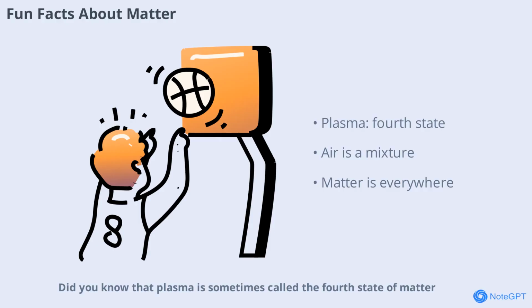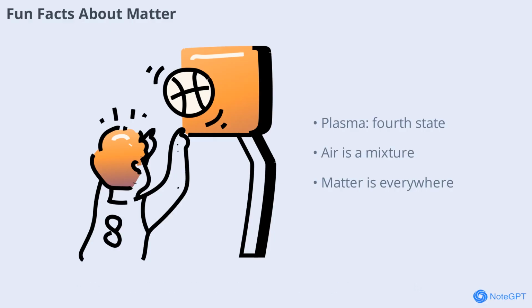Did you know that plasma is sometimes called the fourth state of matter? It's found in stars and lightning. Or that the air we breathe is actually a mixture of different gases. Matter can be found in amazing forms all around the universe. These fun facts show just how fascinating the study of matter can be, and there's always more to discover.